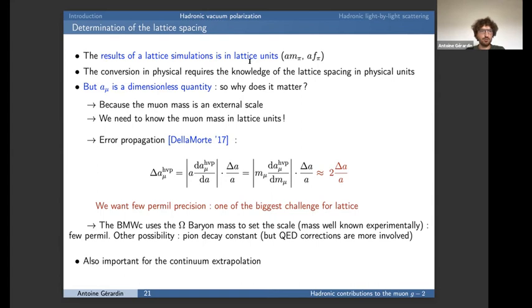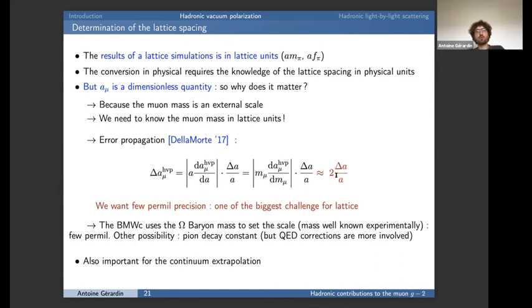Now, in principle, it looks like it is not a problem for a mu because it is a dimensionless quantity. The question is why it matters. And the main reason is because in our simulation, the muon mass is an external scale. And so at the end, it means that we need to know the muon mass in lattice units. So we need to know the lattice spacing very precisely. Actually, it has been shown a few years ago that if we know the lattice spacing with a relative precision given by delta a over a, then the relative precision on a mu will be 2 times this.